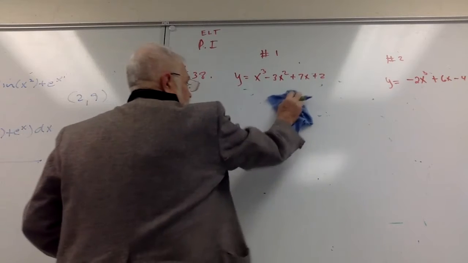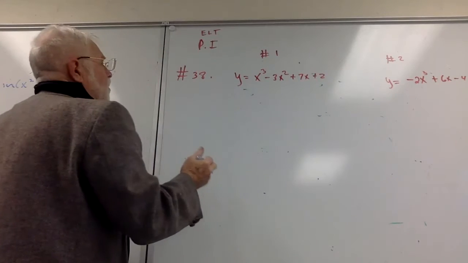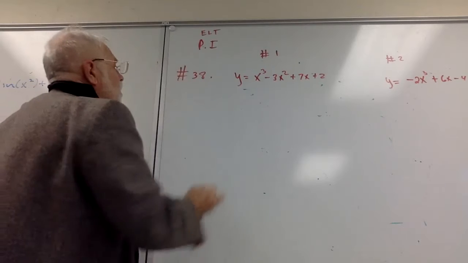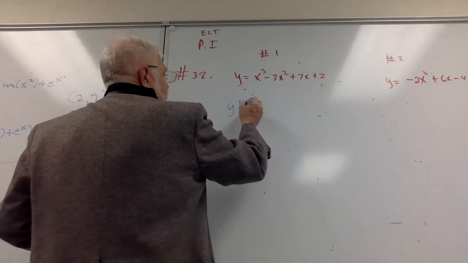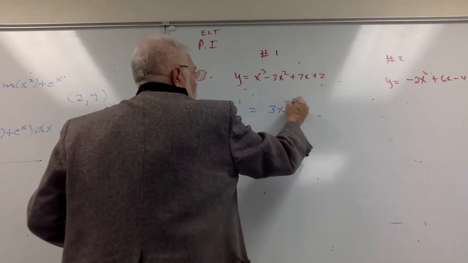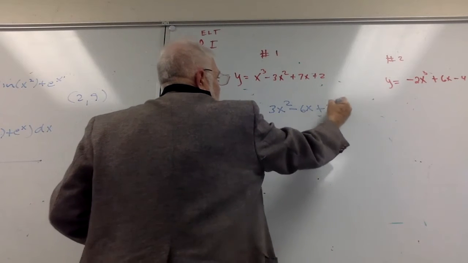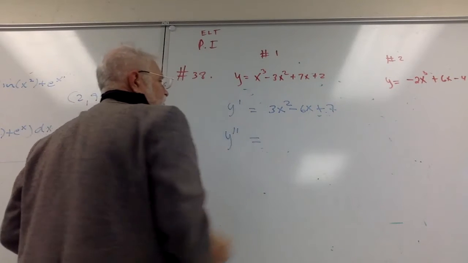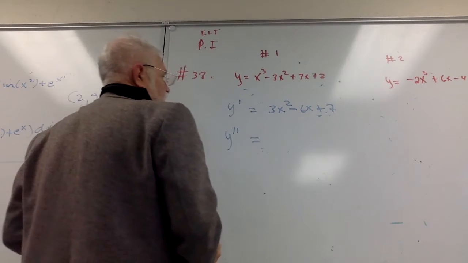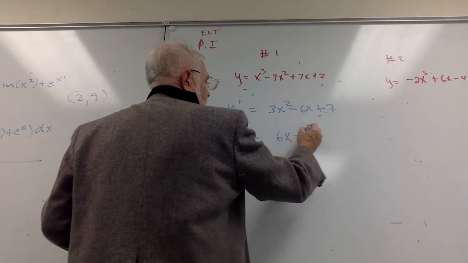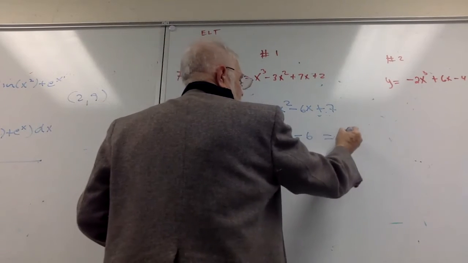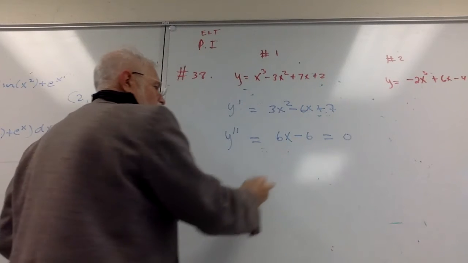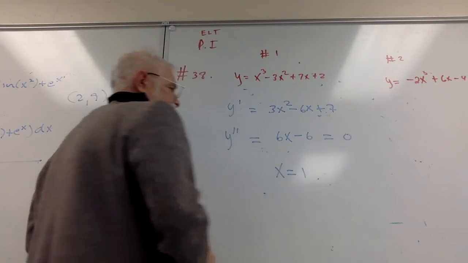Okay, step 1, I give you a number. Well, you've got to find the number. You've got to find the point on the curve. So we do y prime equals 3x squared minus 6x plus 7. And the point of inflection is where the second derivative changes sign and equals 0. And the second derivative is 6x minus 6. It looks like the critical number where this function changes sign and equals 0 occurs at x equals 1.